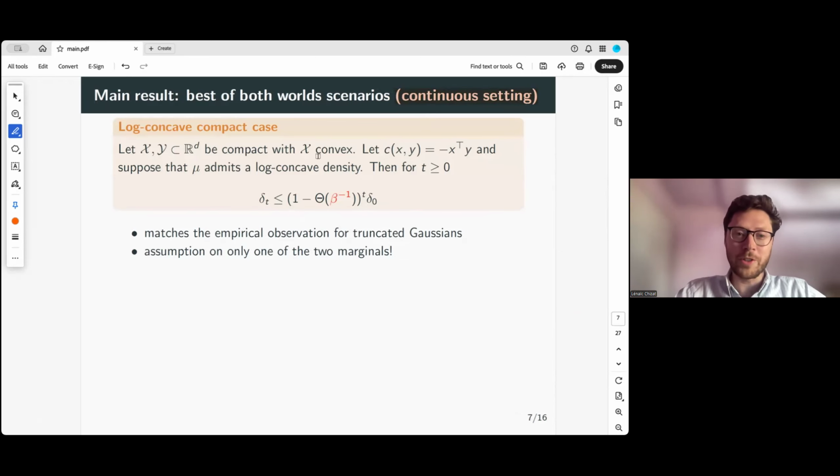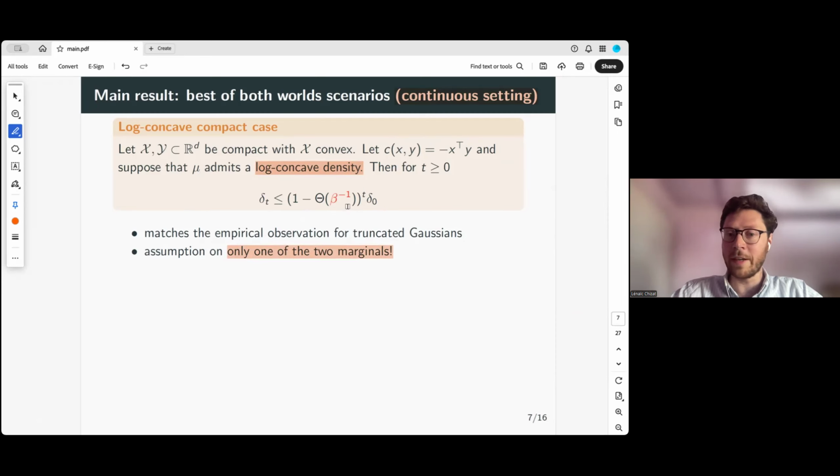But let's see what the assumptions are that we need. So we need to assume that we are transporting densities, measures which are supported on a compact subset of R^d. So here I'm presenting the first result, which is closest to the previous numerical experiments. If you transport with the quadratic cost and you assume that one of the distributions has a log concave density, and here I insist on the fact that we have an assumption on only one of the two marginals, the other marginal can be anything, then you will get a contraction ratio which is linear in 1 over beta, at least asymptotically when beta goes to plus infinity.